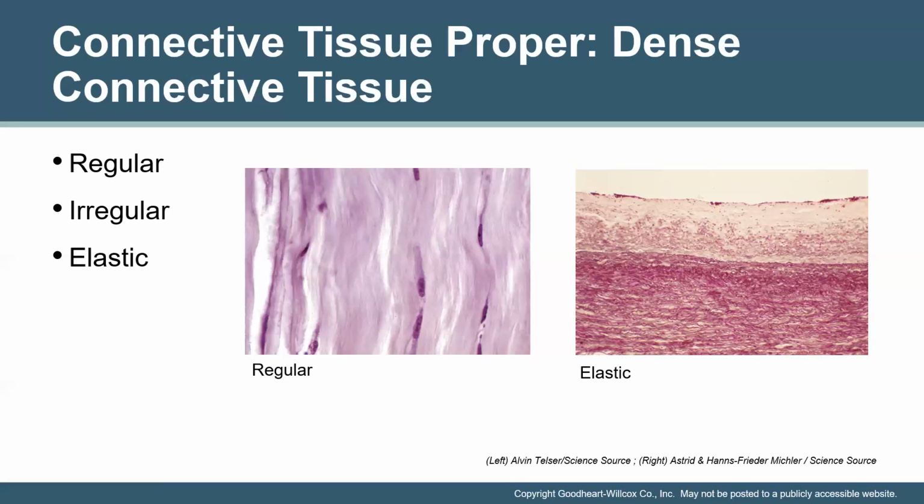We find the dense irregular connective tissue in the dermis, which is a deep layer of the skin, and the fibrous capsules around joints. The elastic connective tissue is found in the walls of the airways and the large arteries.